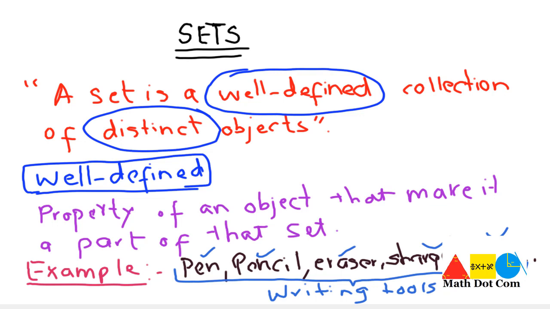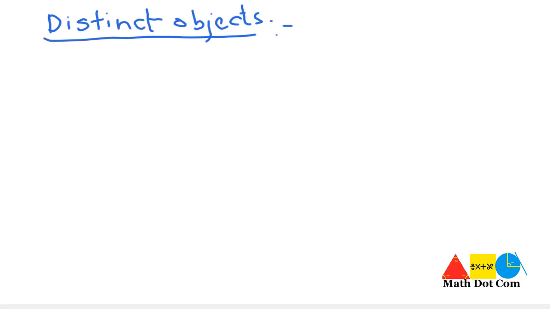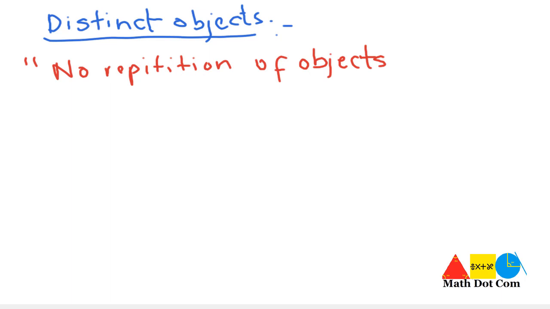Okay, now we will see what is meant by distinct objects. What is meant by distinct objects? As its name indicates, the word distinct refers to uniqueness. It means there should be no repetition of objects in a set. This is basically the meaning of distinct.